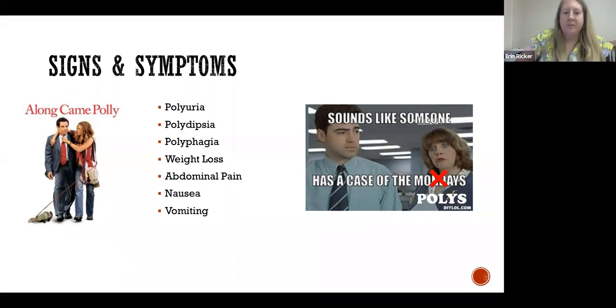And again, you're starving in the midst of plenty. So these kids will often demonstrate polyphagia and be very hungry, but they'll have weight loss, likely from the dehydration, with some component of being unable to store any fat and constantly breaking it down through lipolysis. You can also have some abdominal pain, nausea, and vomiting.